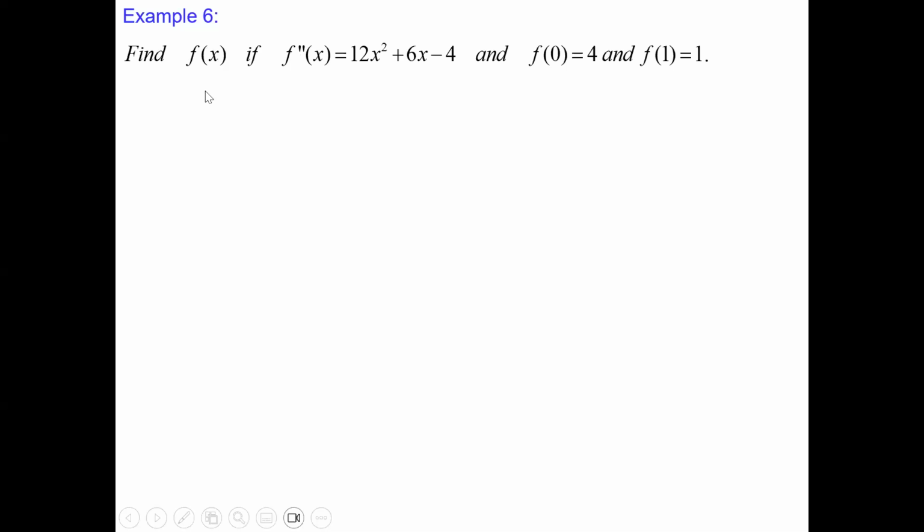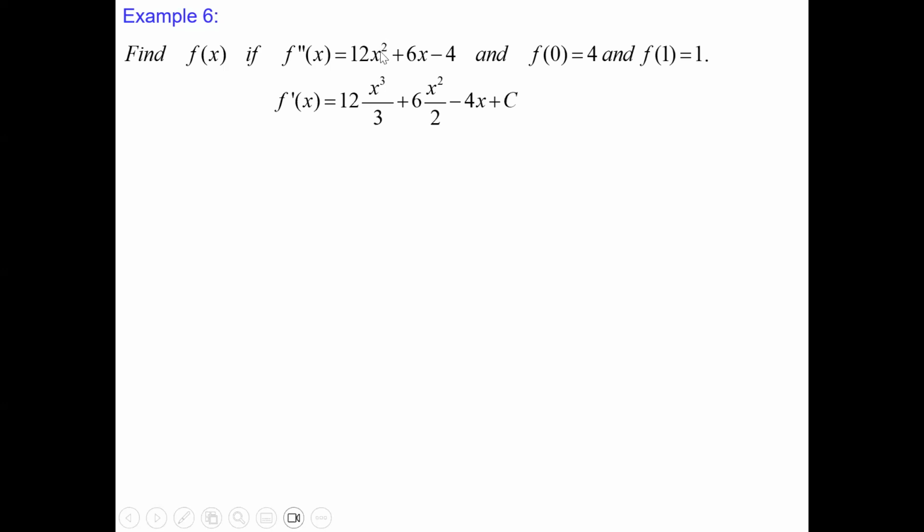Now we have to recover a function, but the second derivative is provided. We have to anti-differentiate once, and we will reach the first derivative. Then we have to anti-differentiate a second time. This is the first one, where we are integrating, anti-differentiating for the first time.